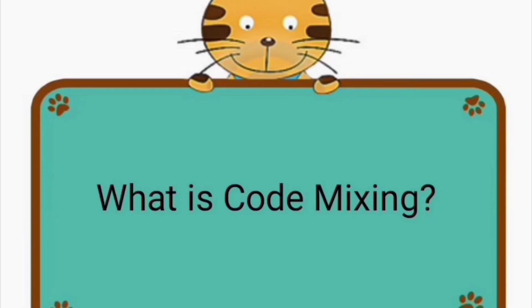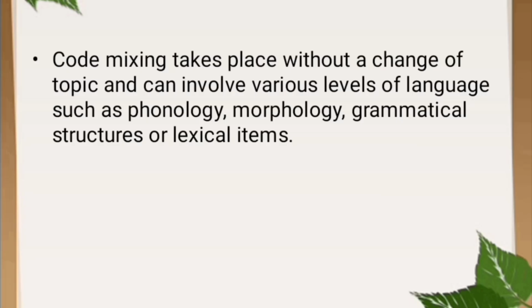And the next point is, what is code mixing? Code mixing is another phenomenon closely related to code switching. Code mixing takes place without a change of topic and can involve various levels of language such as phonology, morphology, grammatical structures, or lexical items. Kachru and Nusjam define code mixing as the use of one or more languages for consistent transfer of linguistic units from one language into another.